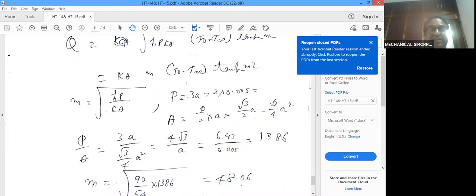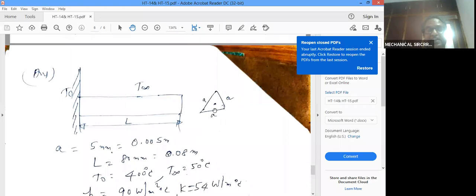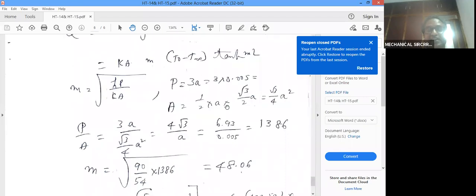Area of the equilateral triangle, how do you calculate it? Area of any triangle is half into base into height. Half into b into h, where b is the value a, and h is square root of 3 by 2 into a. So that's why the area of the equilateral triangle is square root of 3 divided by 4 into a square.